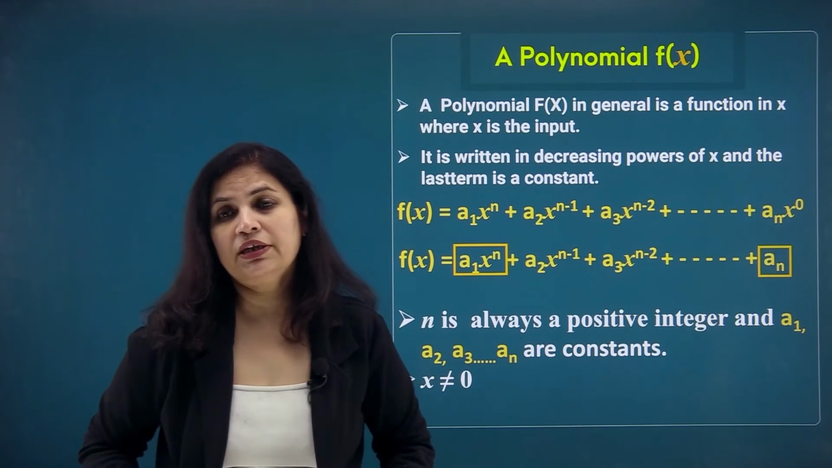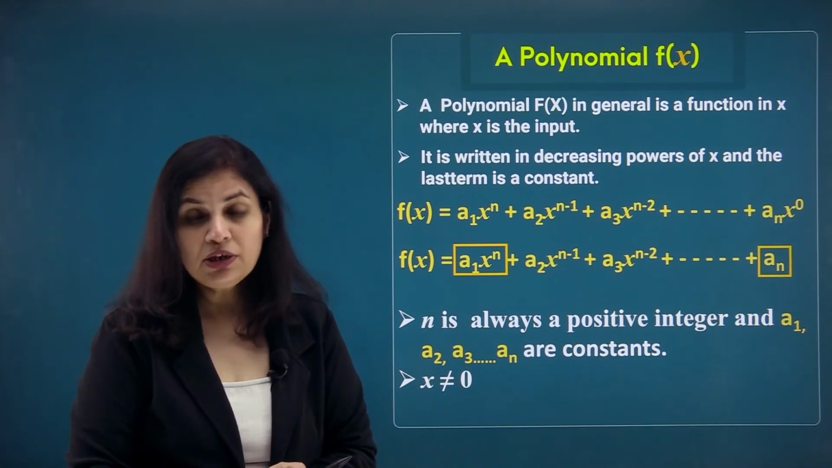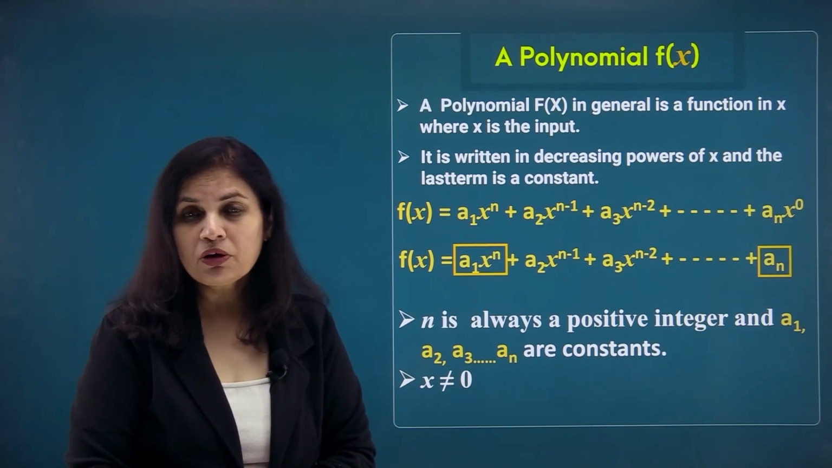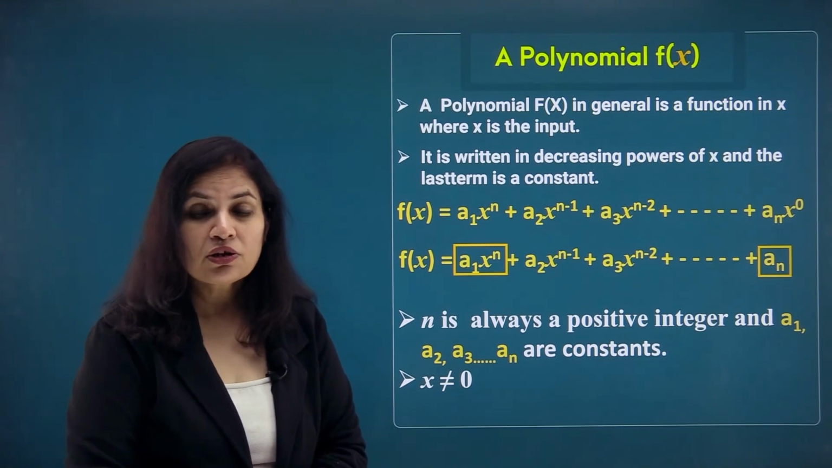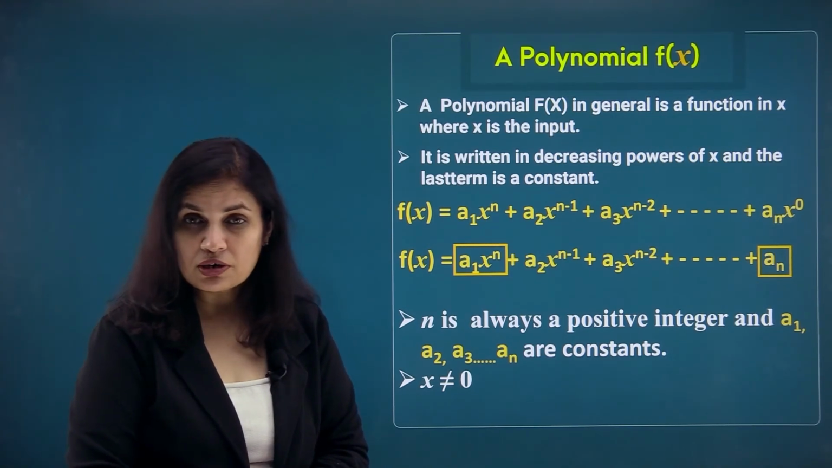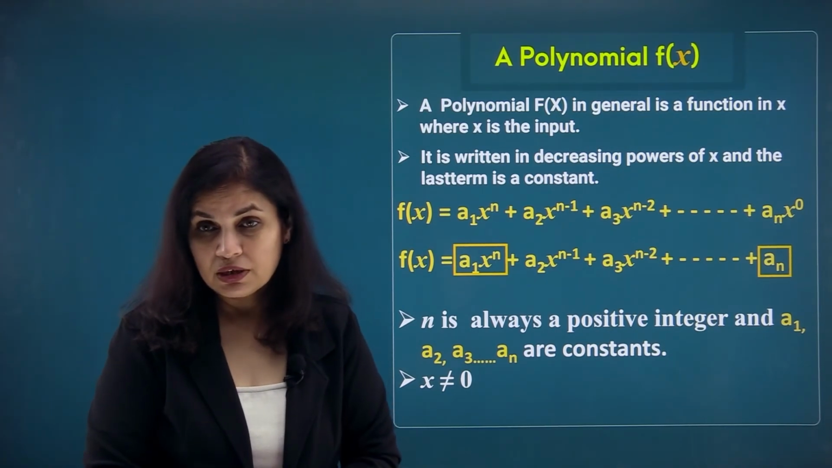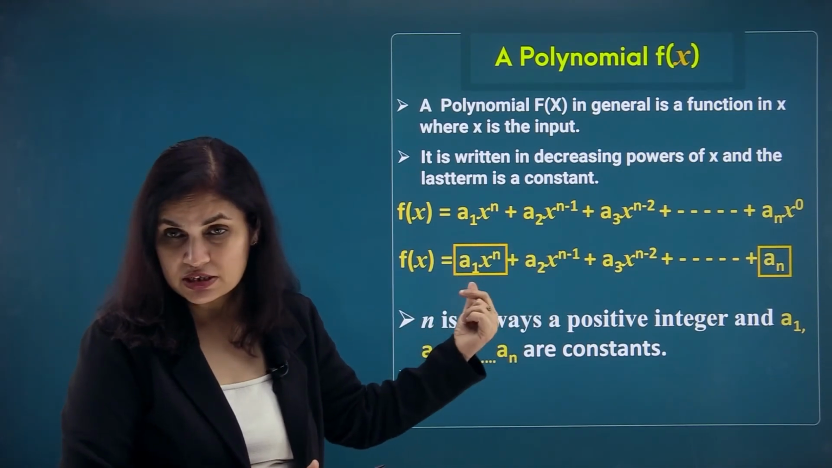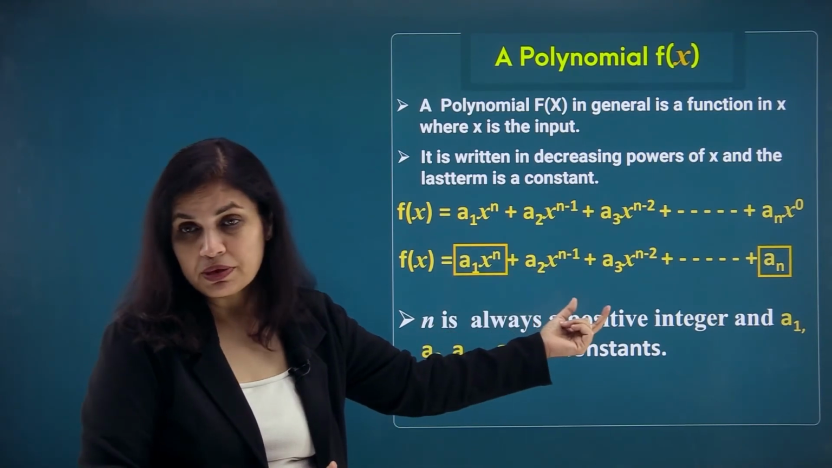Most important thing here, in a polynomial, x cannot be 0. Then you may ask me a question. It is not necessary that every polynomial will have an equal number of terms, right? There may be 2 terms or 3 terms or 4 terms. If a term becomes 0, that is not because x is 0, that becomes 0 because the constant value may be 0.